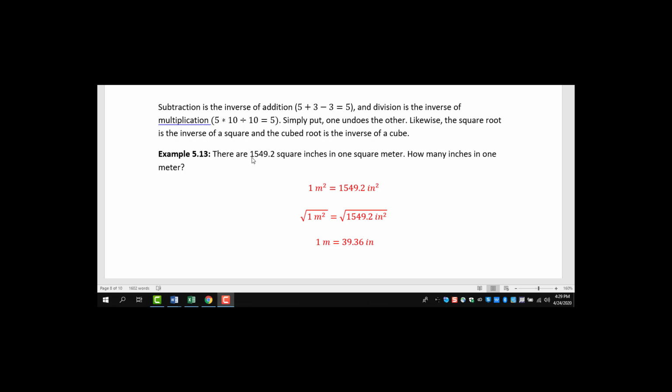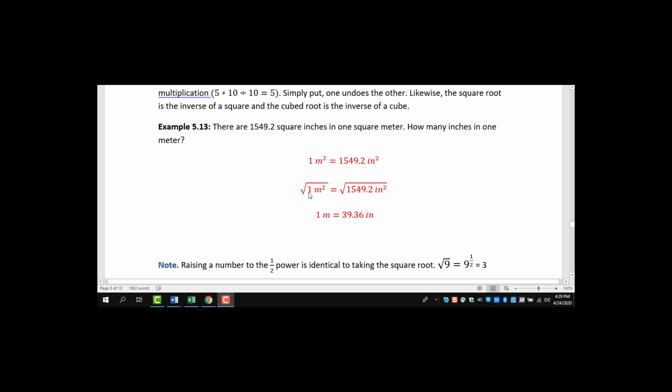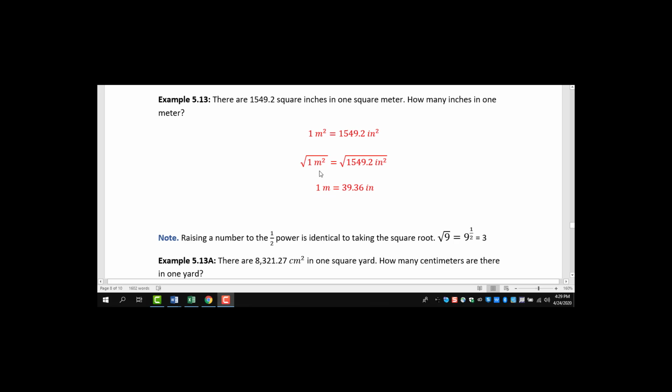So we know that there's 1,549.2 square inches in a square meter. That's a given. How many inches are in 1 meter? Well, if I take the square root of both sides of the equation, I get the square root of meter squared is meter, because meter times meter is meter squared. Square root of 1 is 1, because 1 times 1 is 1. You could take the square root here as inches, and the square root of 1549.2 you do on your calculator, and you get that.